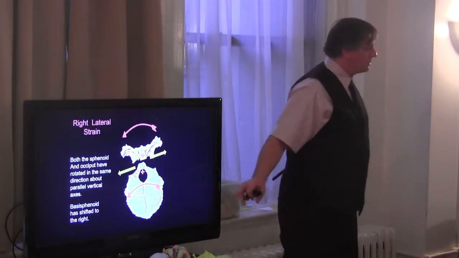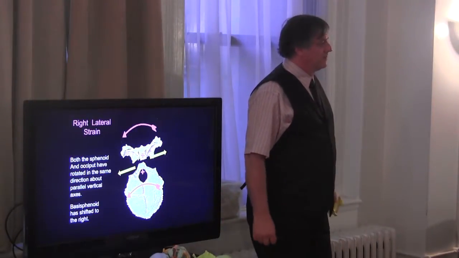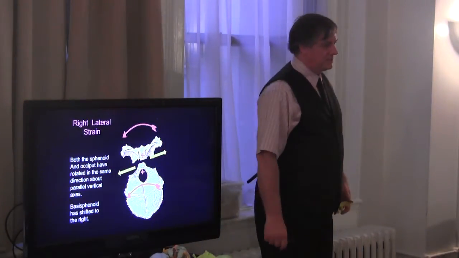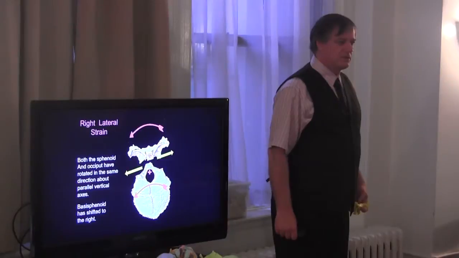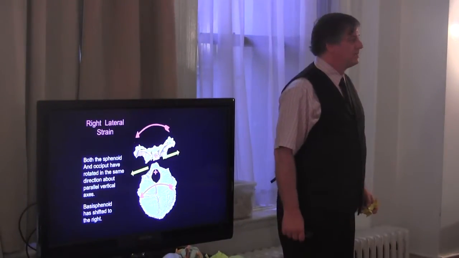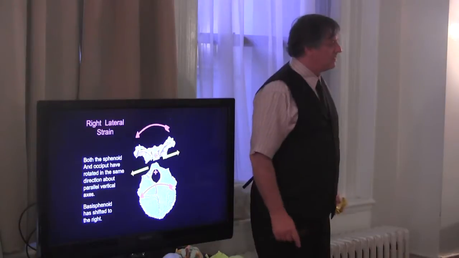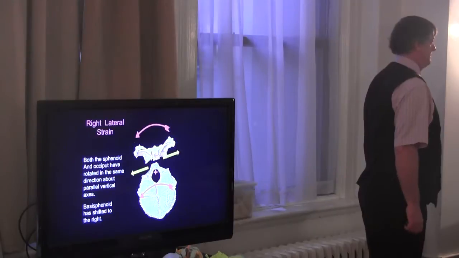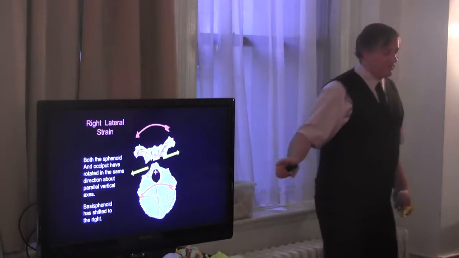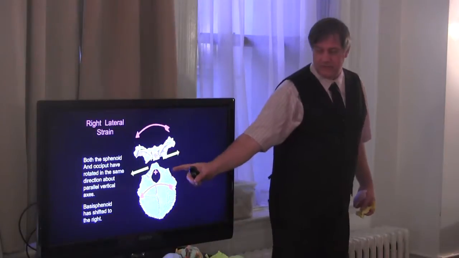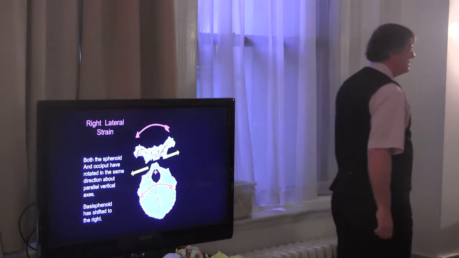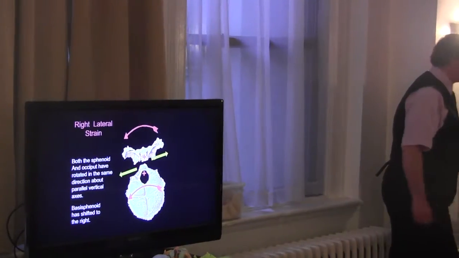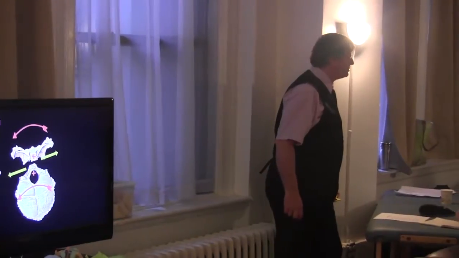Strains. We describe strains by using two vertical axes rotating in the same direction. If they rotate in opposite directions about these two parallel vertical axes, what would you call it? The chair will now recognize Paul. I'm giving you an example. I'm showing you a right lateral strain, which is these two rotating in the same direction about two parallel vertical axes. But if they're rotating in opposite directions around two parallel vertical axes, what would you call it?